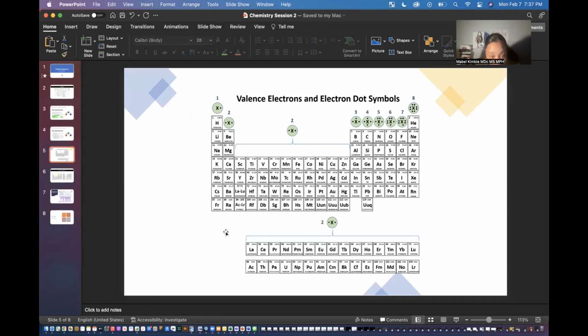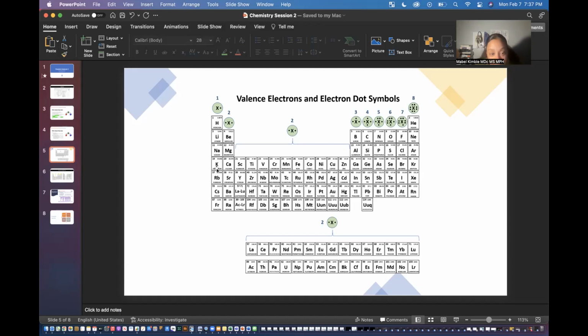For example, here you have group 1. Can you see my mouse? Yes. This one is going to hold 1 valence electron. Remember I said, if you lose electrons, you become positive. If you gain, you become negative. There's that reciprocal relationship.